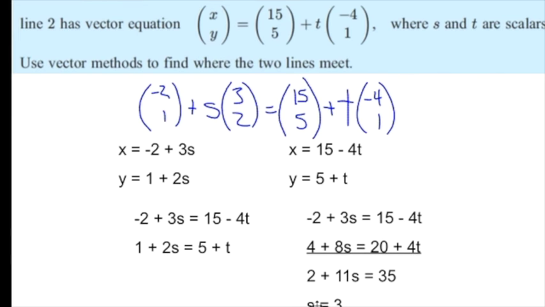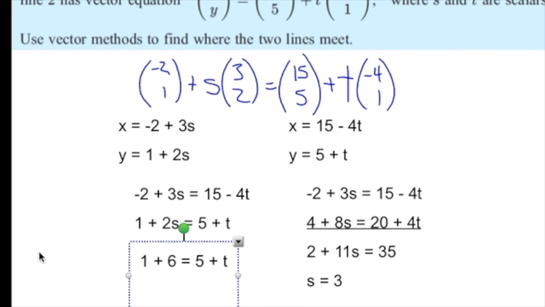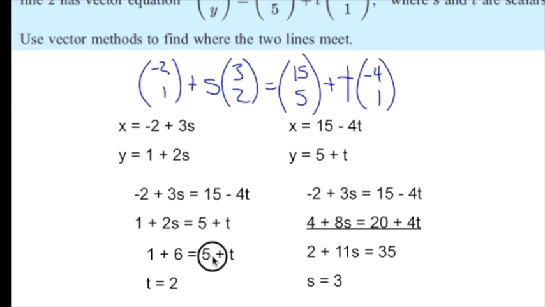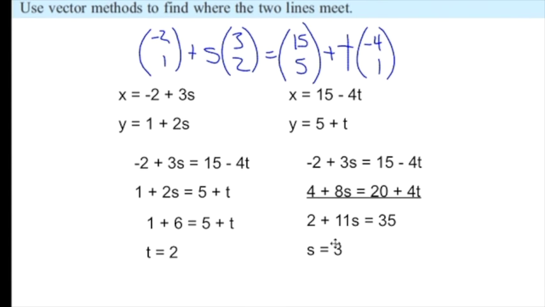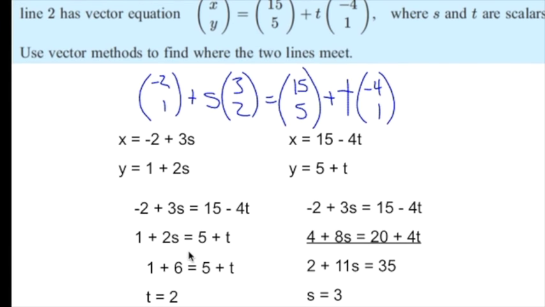Okay? So now that I know s equals 3, I can go back and plug it into either one of these equations. I'll do it to this one since it's a little simpler. And I get 1 plus 2 times 3 is 6 equals 5 plus t. And clearly 7 equals 5 plus t, so t has to equal 2. Okay? So the reason why I found both of these is because now we can double check to make sure that they're actually at the same point.